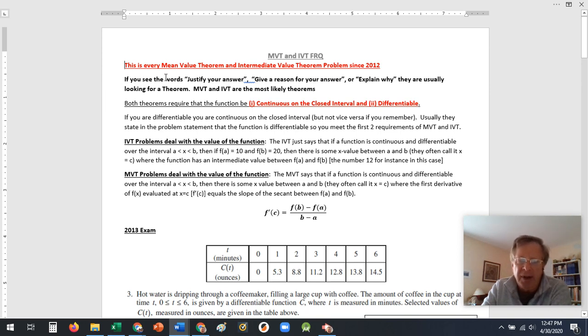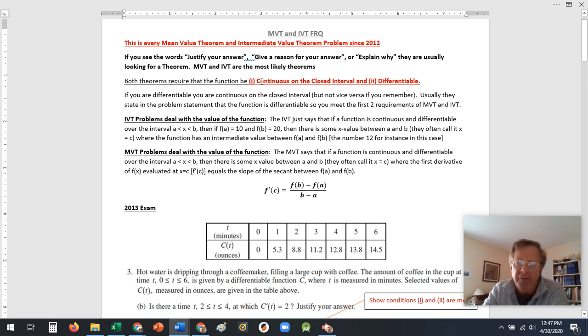But these type of problems, in general, you're going to see words like justify your answer, give a reason for your answer, explain why. When you see those words, they're usually asking for some theorem, and the most likely theorems are the mean value theorem or the intermediate value theorem. So if you see those words, think it. There's a rare case where it might not be one of those two, but it's a high probability it's going to be them. So what are the MVT and the IVT, in case you forget?